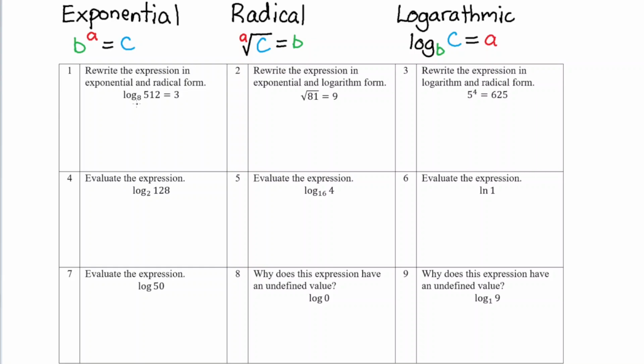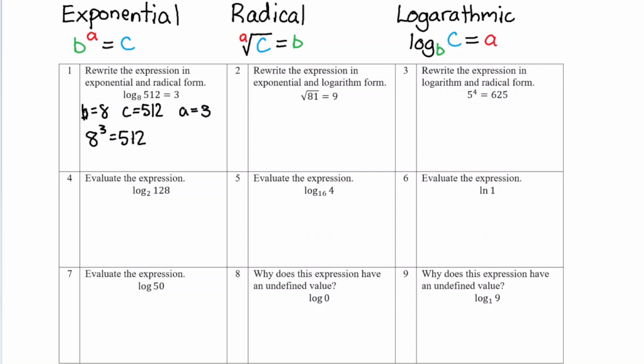Amazing. So we see that the base is 8. The result, the answer, the value, whatever you want to call it, is 512. And therefore, the exponent, which I'm calling A, is 3. So if I'm going to put this into exponential form, I want the base and the exponent on the left-hand side, and then that C, the result, on the right-hand side. So that is exponential form.